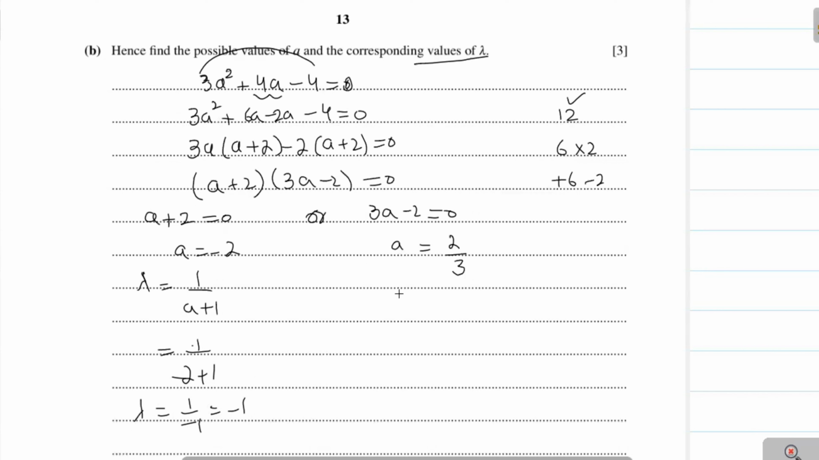Next, a equal to 2 over 3, we write here lambda equal to 1 over a plus 1. Therefore, we can write 1 over 2 over 3 plus 1, and 2 over 3 plus 1 equal to 2 plus 3, that's equal to 5 over 3. Now we write here 1 over 5 over 3, and this value will be equal to 3 over 5.